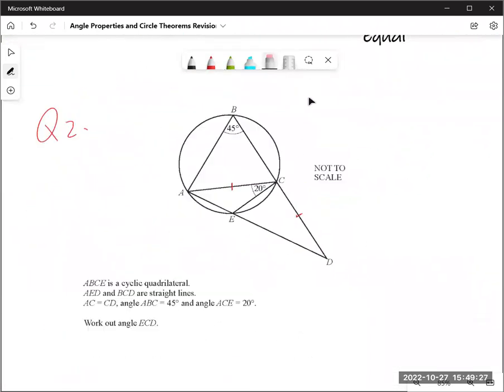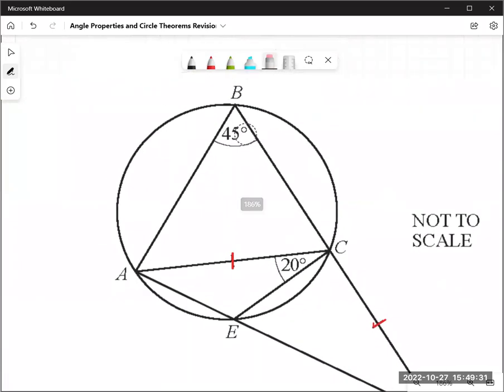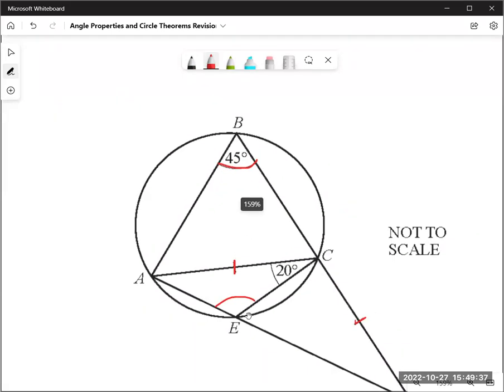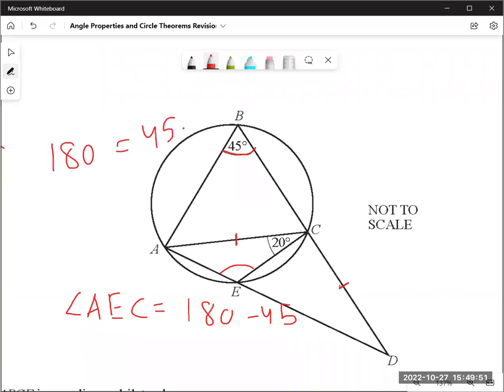Let's go to this question now. Now I know what 45 is, because it's there, obviously. Can I find this angle? Tell me, what is AEC? Angle AEC is going to be 180 minus 45, because 180 equals 45 plus angle AEC.